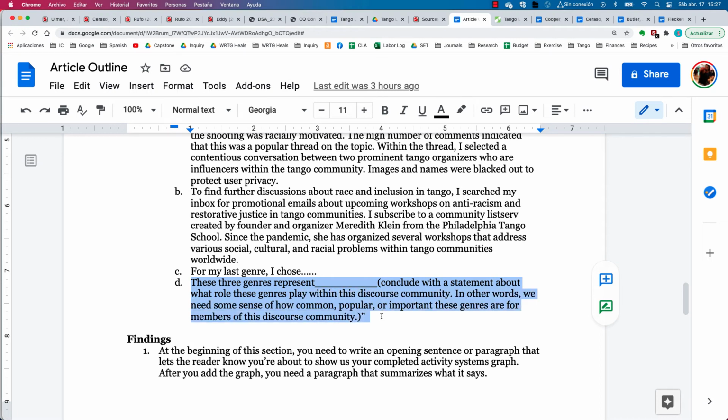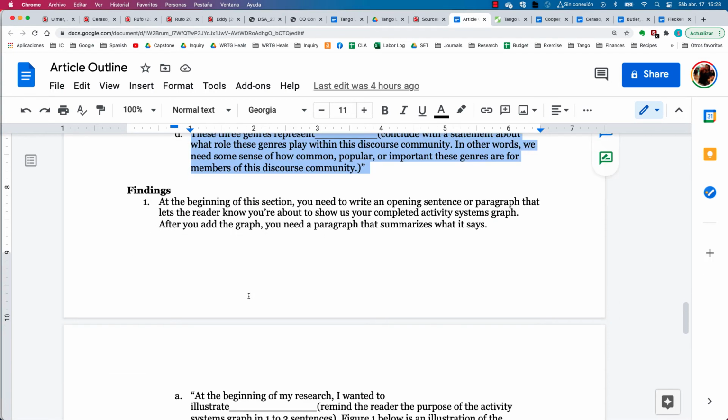In other words, we need some sense of how common, popular, important these genres are. So it's one thing to pick something that's really common, that really reflects the values of the community. But if you pick some really obscure genre that no one looks at, no one uses, yeah, it exists, but you can't really make any large claims about it because no one actually uses it. So then you need to clarify for the audience the role that these genres play within that particular discourse community.